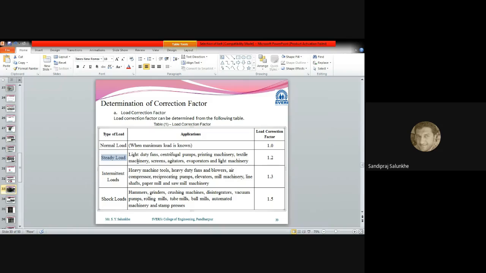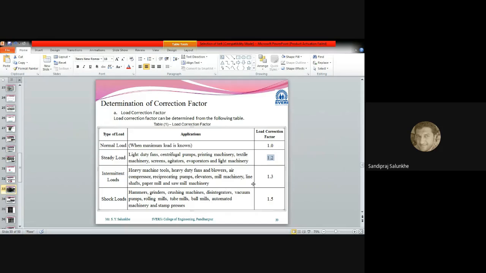In textile machineries, then screens, agitators, evaporators, and light machineries. In this light machinery, the lathe machine which we are using also comes in light machinery, because bed length is limited in case of the lathe machine which you are using in our college. So that is also coming in the light machinery. So for all these, this power factor or load correction factor is taken as 1.2.